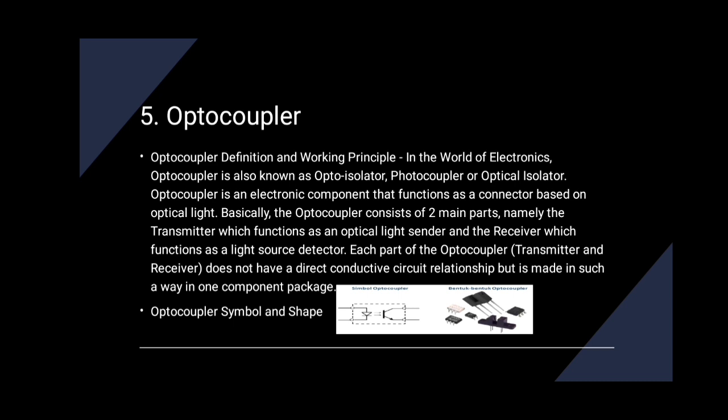Each part of the optocoupler, transmitter and receiver, does not have a direct conductive circuit relationship but is made in such a way in one component package.